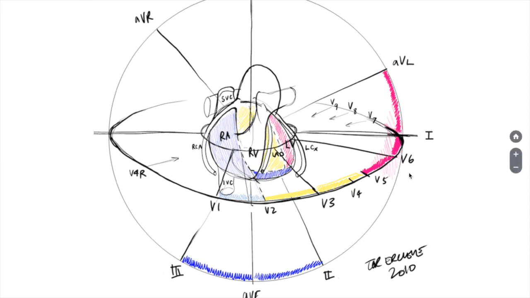Another thing to note, over here, V7, V8, and V9. I never mentioned them in the setup because it's unconventional to have those. You only usually have them if you're looking for a posterior MI. I would recommend looking up the other signs for a posterior MI. It's out of the scope for this lecture, but it's good to know.